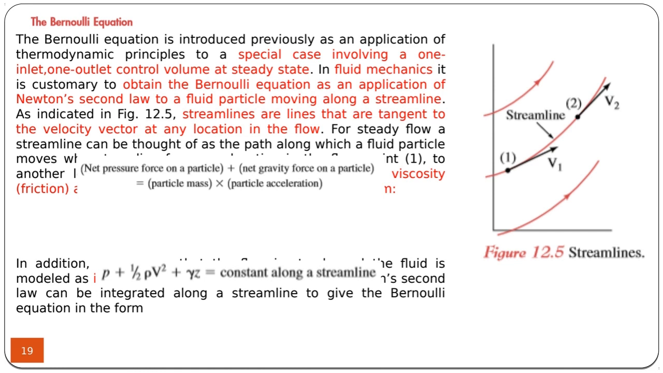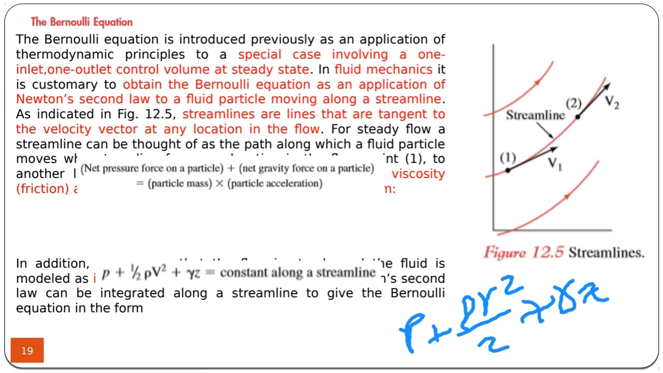And when you do this assumption, according to the Bernoulli's formula, the pressure of the fluid, plus rho v squared divided by 2, which is the kinetic energy of the fluid, plus gamma z, which is the potential energy of the fluid, is constant. So what it means, when the fluid particle comes from this point to that point, its total energy is constant. So this is just another way of saying the energy is conserved.